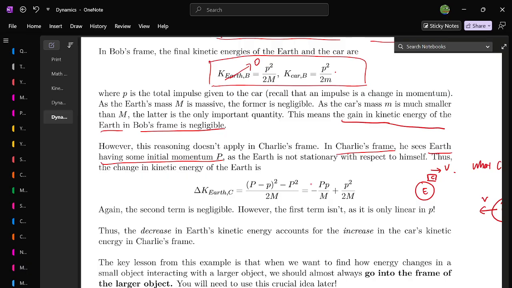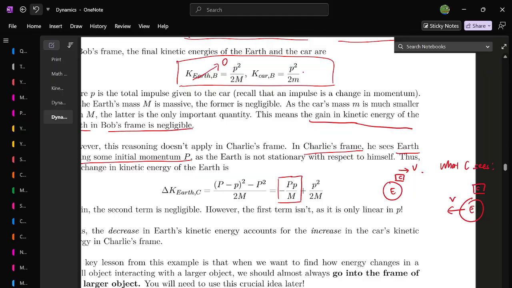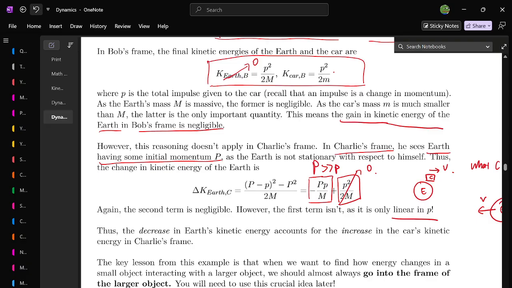And after expansion, you realize that you have this nasty little term here. But the problem is that you cannot do anything about this term because it is only linear in small p. The other term, yes, this tends to zero because it's quadratic in small p, and small p is pretty small. But your other term has a big P term. Big P term is much greater than small p because big P is calculated using the mass of the Earth, which is already massive. So you cannot ignore this term, and this term will exist. This means that the Earth actually decreases in kinetic energy in Charlie's frame, and this decrease in the Earth's kinetic energy will perfectly account for the increase in the car's kinetic energy in Charlie's frame. So energy doesn't go anywhere. It is perfectly conserved, just that some of it is taken from the Earth to move it to the car in Charlie's frame. So that's what this example is saying.